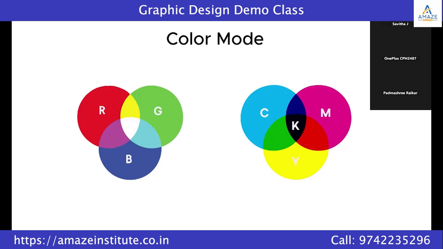If you use the same RGB for printing, you will not get the same exact colors you used while designing. So for digital design purposes we have to use RGB color, and for printing purposes you have to choose the CMYK color mode.